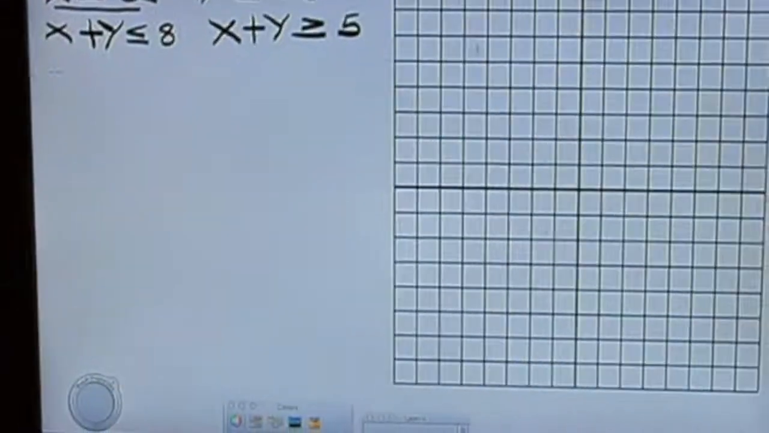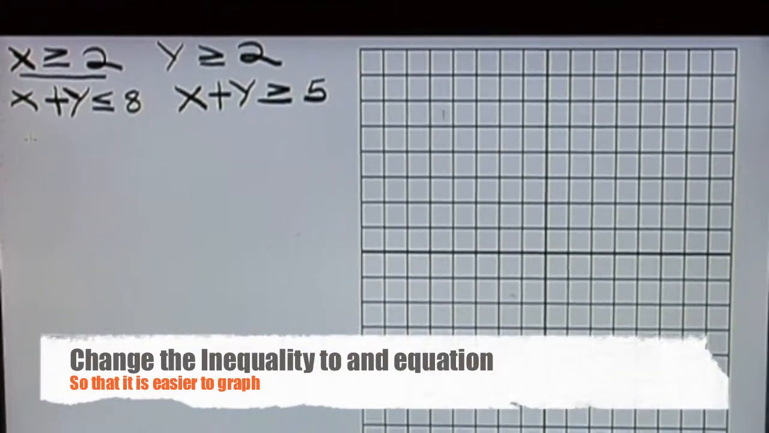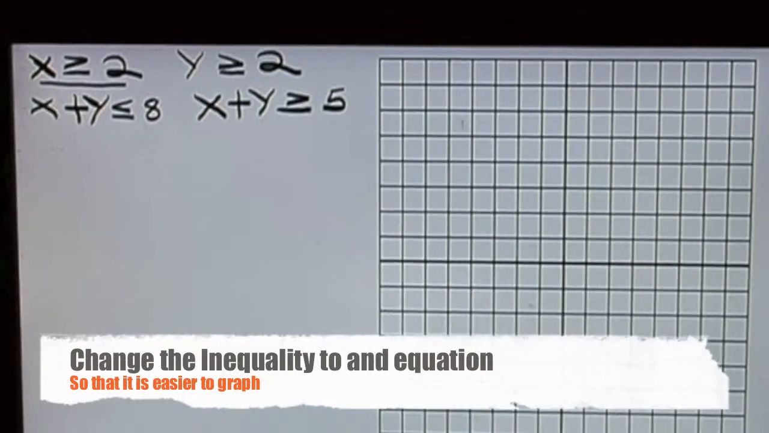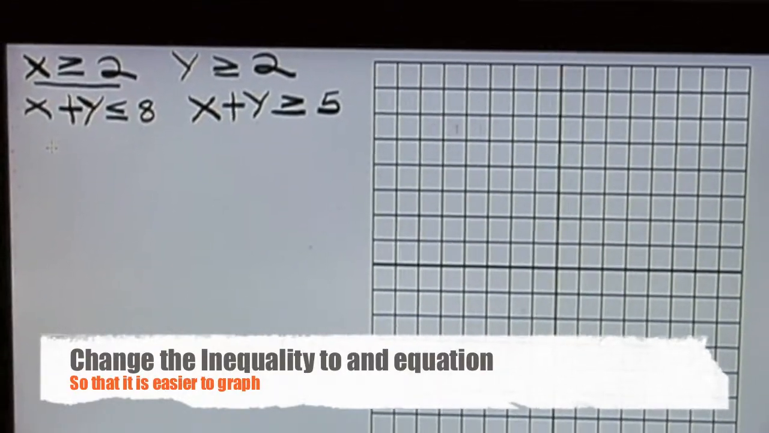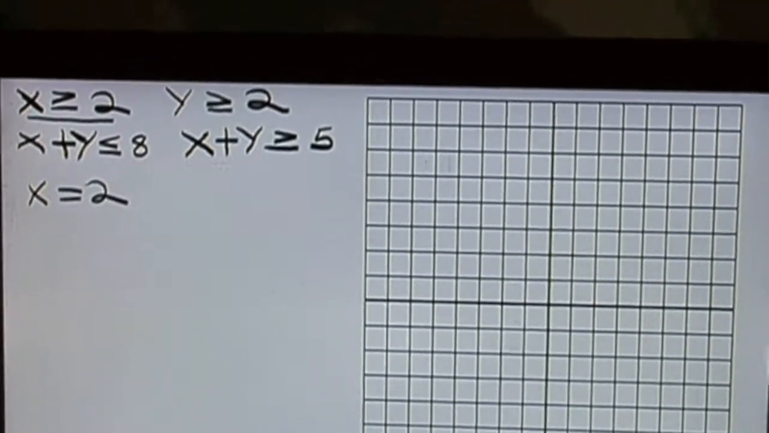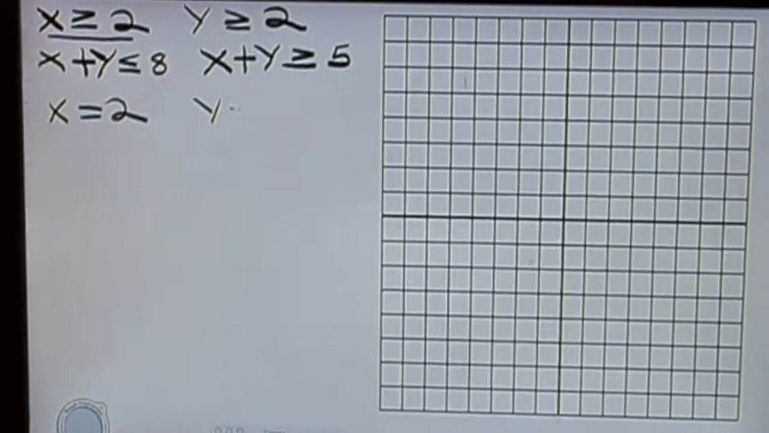Okay, so for the first one, we have x is greater than or equal to 2. So what you're going to do is take that inequality and change it to an equation by just simply getting rid of the greater than sign. So your new equation is going to be x equals 2. For the second one, you're going to do the same thing, and you're going to end up with y equals 2.